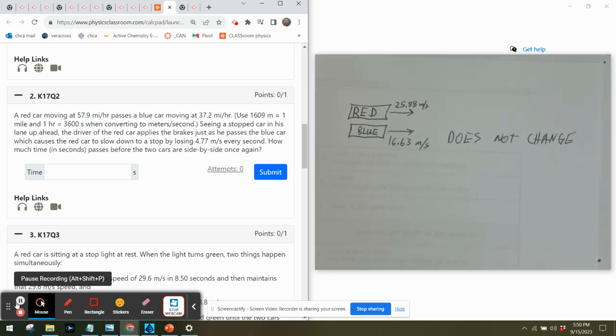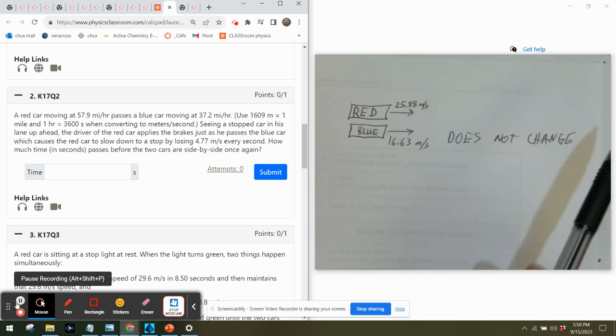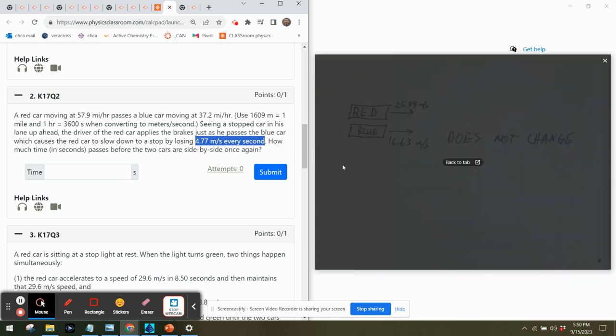sees a stopped car, slams on his brakes, and he's coming up faster, of course. The red car is passing. You see he's going a lot faster. As he's passing the blue car, at some point, he sees something up ahead. He slams on his brakes, and he starts to slow down. So you can see right here, it says slow down to a stop, losing 4.77 meters for every second.